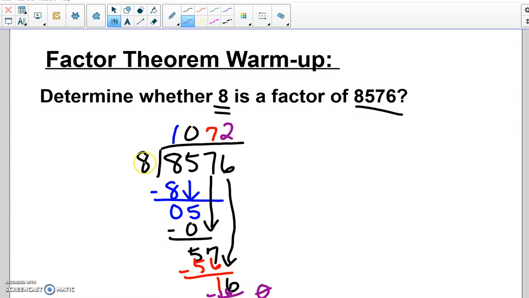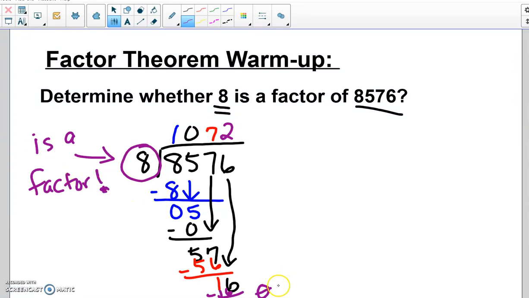So what does this mean? When a number will go evenly into a larger number with no remainders, then we say this number is a factor. Yay, that means it could be multiplied evenly with no remainders to get the larger number. That's going to be pretty important coming up in the factor theorem. It's kind of the basis of the whole thing, actually.